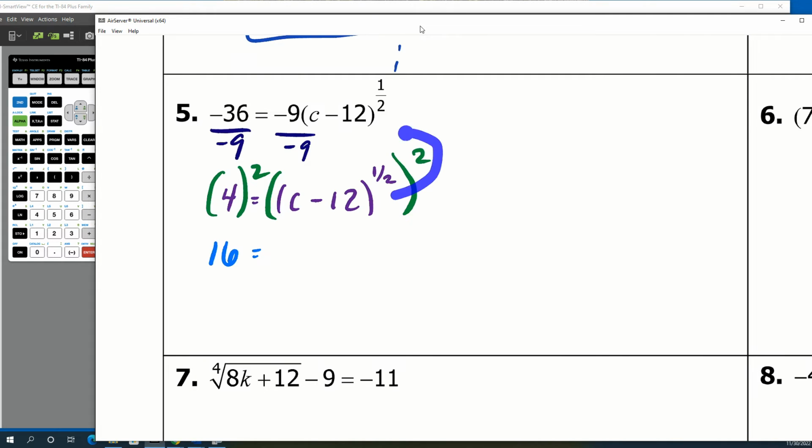All right, and so technically that just cancels out. When you multiply that, it becomes 1. So you're just left with c minus 12. And then we'll just add that 12. And c is probably 28, but we can make sure.